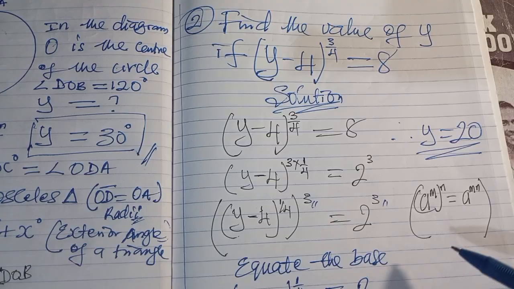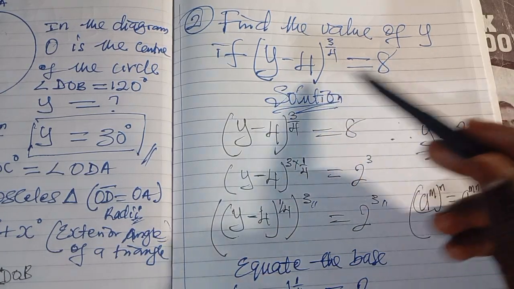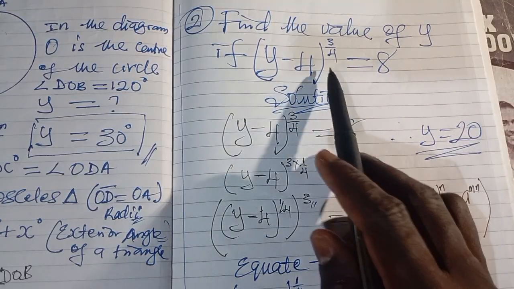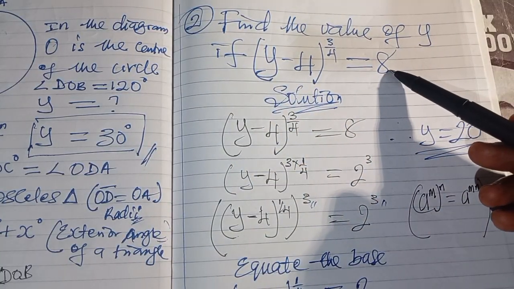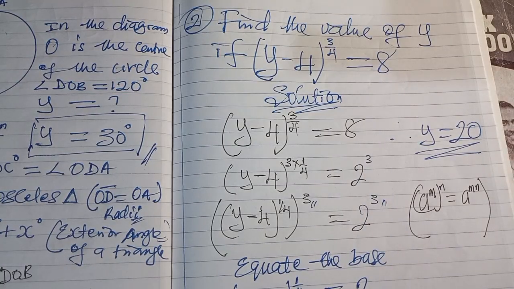Remember, there is still another way you can solve this. You can easily raise both sides by the inverse of this power. Then you take the cube root of 8 and raise it to power 4. It will still give you the same thing. Then add 4 to both sides to find the value of y.